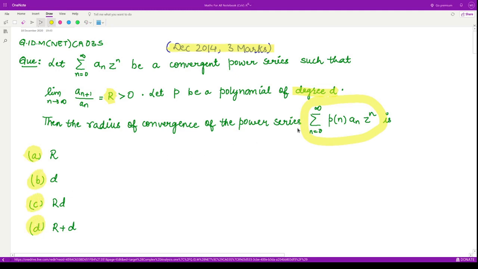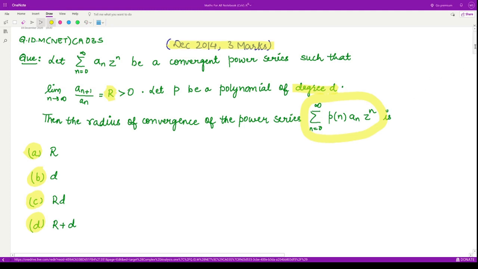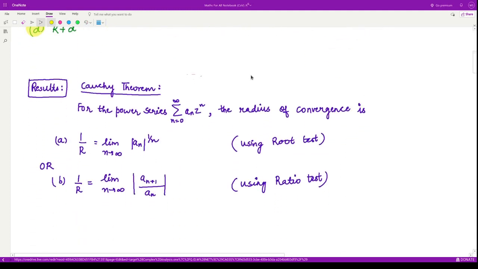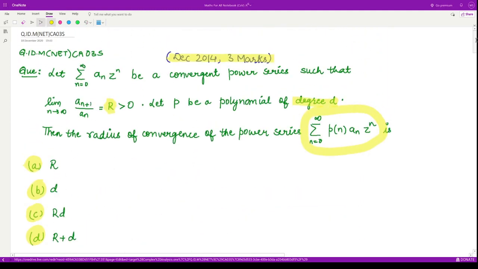So for solving this question, let us have a look at this result. The result says that for any power series of this form, the radius of convergence is given either using the root test or using the ratio test by these 2 formulas. So here in this question, we shall be using this formula in order to solve this.